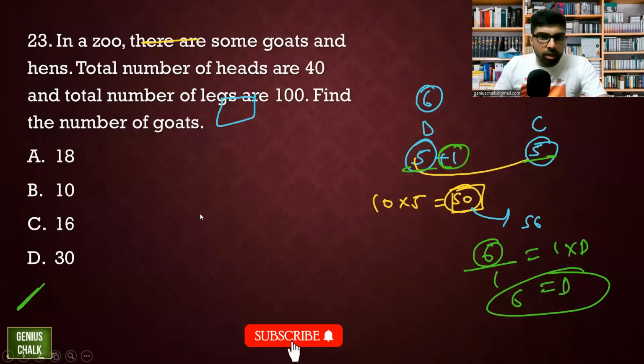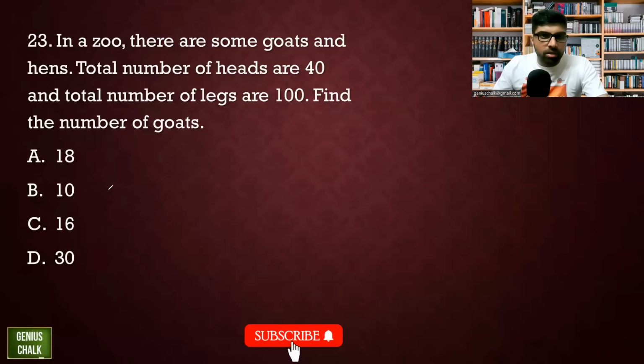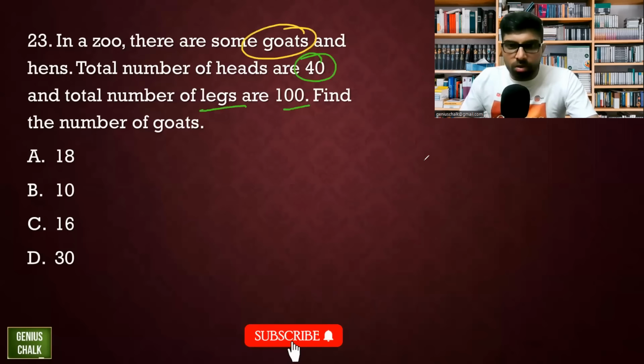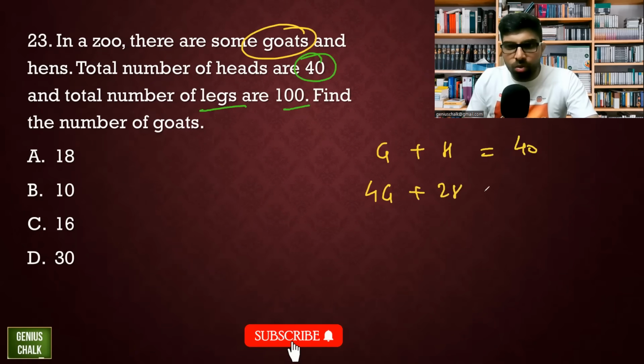Next one, in a zoo, there are some goats and hens. Number of heads are 40, number of legs are 100. These are very, very important questions, repeatedly coming over the years in almost every exam. So let's solve. There are some goats and hens. So number of goats plus number of hens has to be 40. Next, total number of legs. So you know goat has 4 legs and hen has 2.